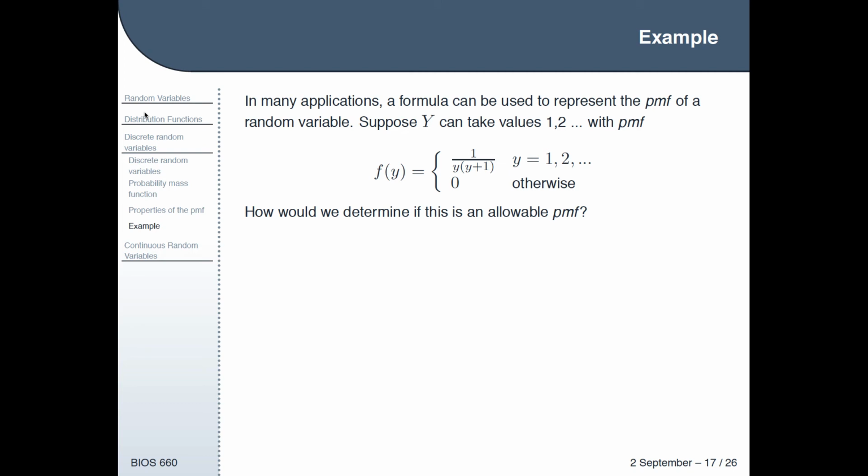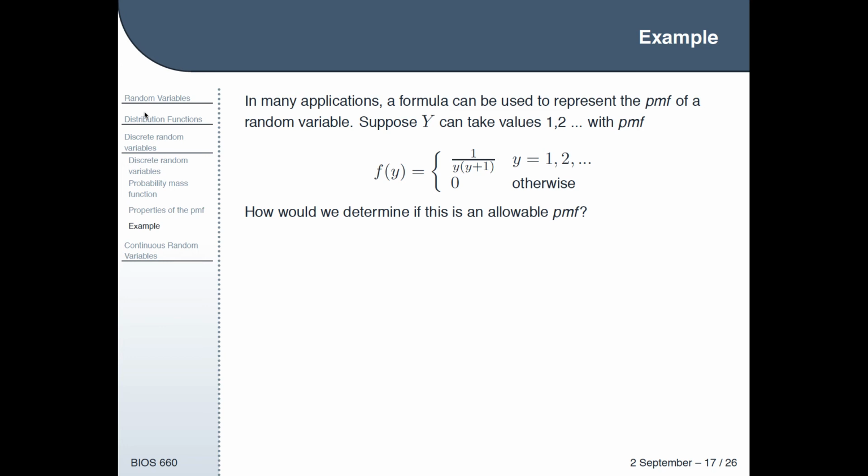So, a couple examples now. Say we define the following probability mass function: y can take on the values 1, 2, 3, 4 up to infinity, countably infinite in this case, and the probability that big Y equals little y is just going to be equal to 1 over y times y plus 1. Is this a valid probability mass function?